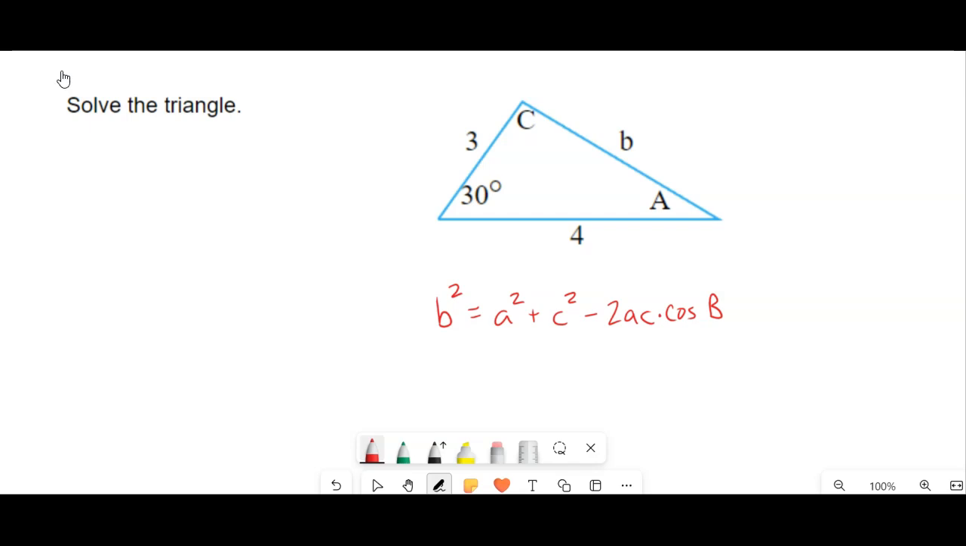So what I need to do here is solve for b. I'll call this one a because it's opposite angle A. So this little a is 3 squared. This is opposite angle C, so that is 4 squared. And then minus, now I'm multiplying the a and the c together, so the 3 and the 4. So this is 2 times 3 times 4 cosine, and then angle B is the angle that's opposite side b. So that's the 30 degrees.